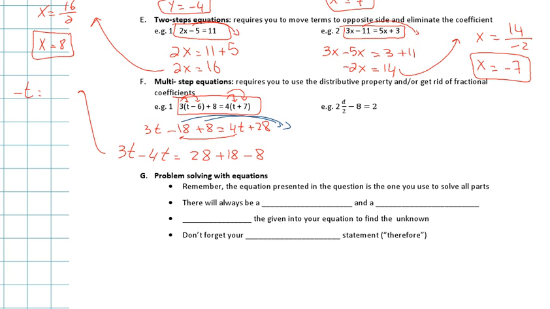Now, can I leave it like this? Can I say negative t equals 38? No. What do I have to do? Change the sign. So divide by negative 1, right? Because to get rid of that negative, t is negative 38. Okay? That would be your final answer.